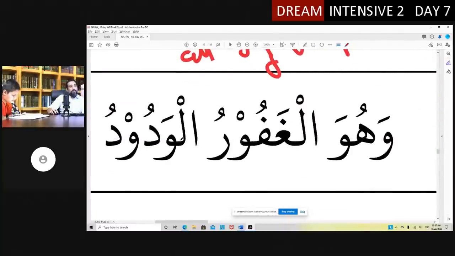وَهُوَ الْغَفُورُ الْوَدُودُ. Wa means and. I definitely know this is not a harf of jar wa, because if it was, the next word should be jar. But huwa is the independent pronoun, which is rafa, which means wa just means and. And he. Now, which of the five hints should I use? One. Translated: and he is extremely forgiving, extremely loving.